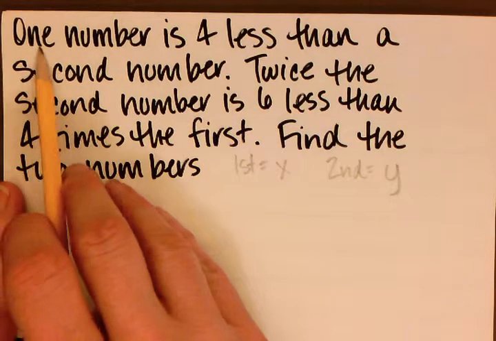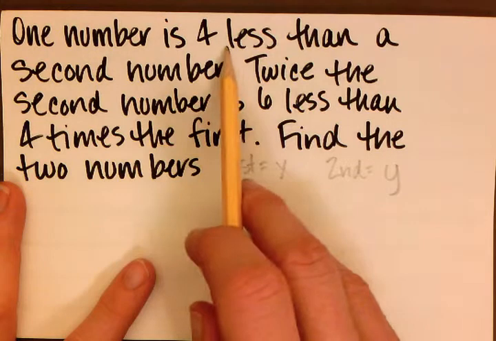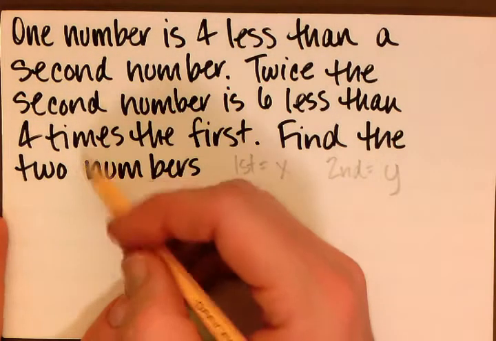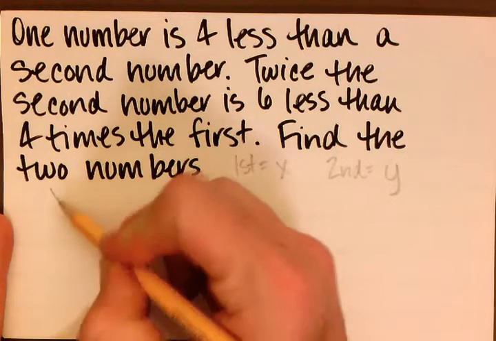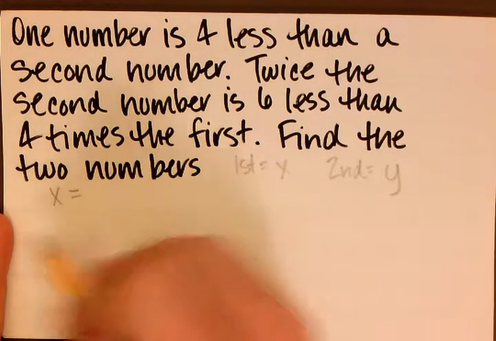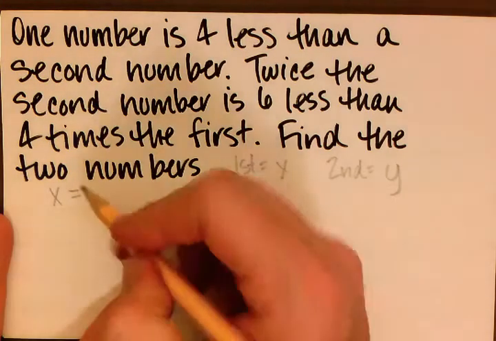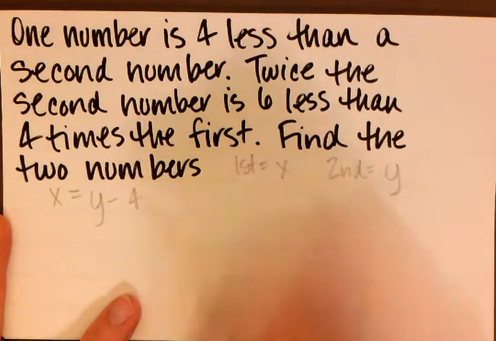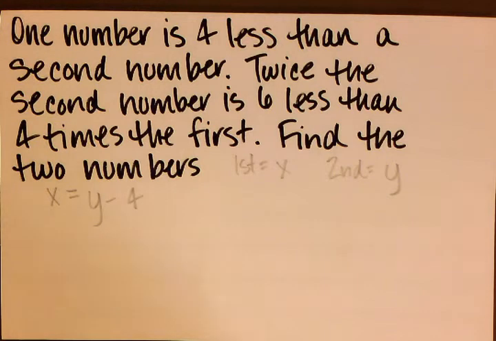So we have one number is 4 less than a second number. So x equals, 4 less than a second number is going to be y minus 4. Whenever we see 4 less than, we know that we always subtract that number from the variable.